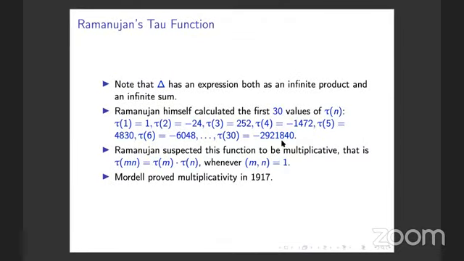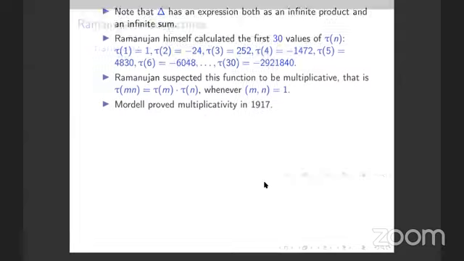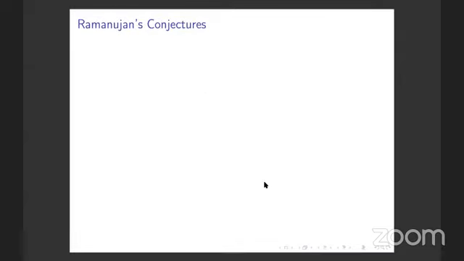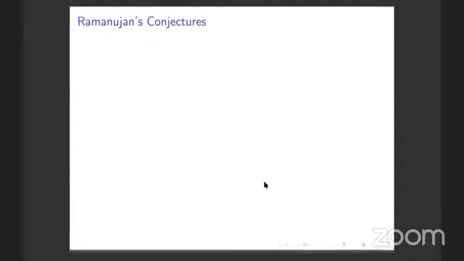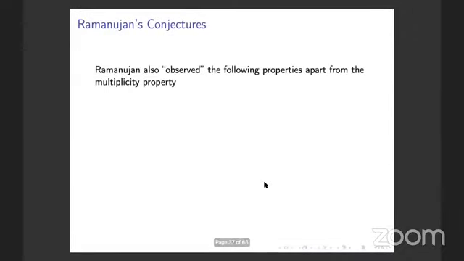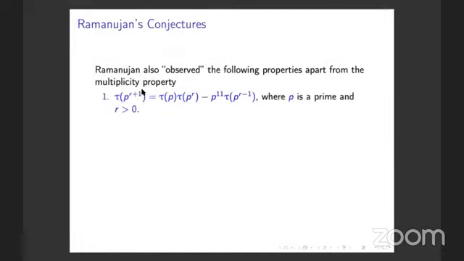And this property of multiplicativity was proved by Mordell in 1917, shortly after Ramanujan came across and defined this tau function. And there are more conjectures related to the tau function. Let me mention a few of those. So apart from the multiplicativity property, he also observed the following properties.